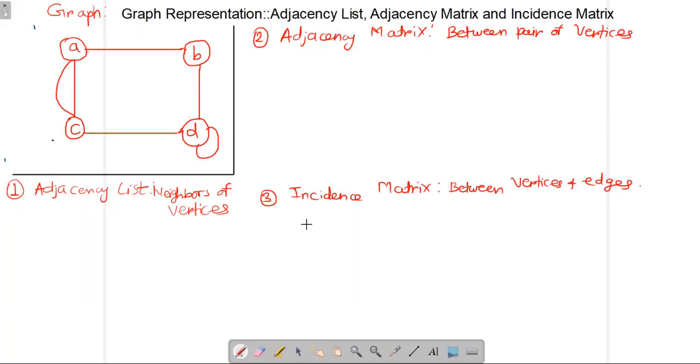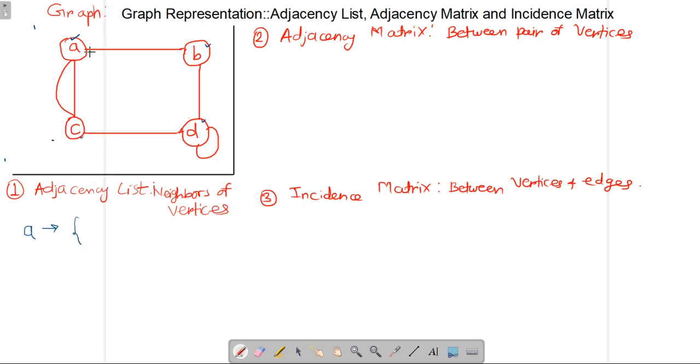So consider this example. In this example, we can see there are four vertices: vertex A, vertex B, vertex C, and vertex D. We have to check whether these vertices are neighbors to each other using adjacency list. So we will write here the adjacency list for vertex A. For vertex A, the adjacency list goes like this.